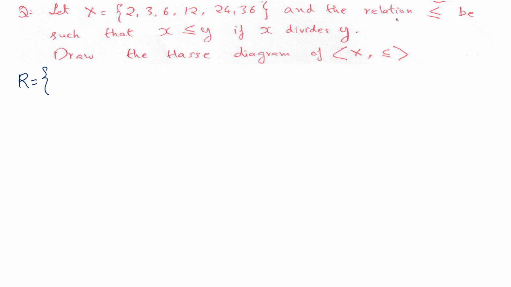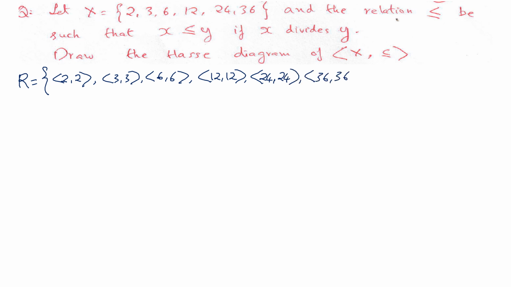Since it is less than or equal to, there are two things: X can be equal to Y, or X can be less than Y. Both are acceptable. So first you fulfill the X equal to Y condition. That is the reflexive terms, no? So you fulfill that. Equal case: 2, 2. 2 is divisible by 2, right? So 3, 3. Then 6, 6. Then 12, 12. Then 24, 24. Then 36, 36. So now X equal to Y is fulfilled, and X divides Y in all these cases.